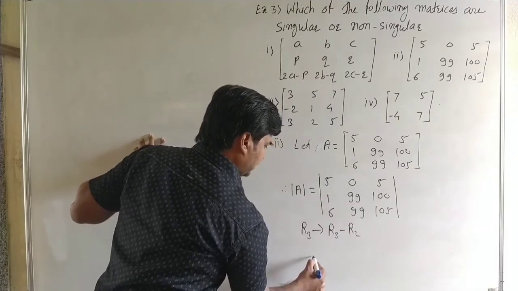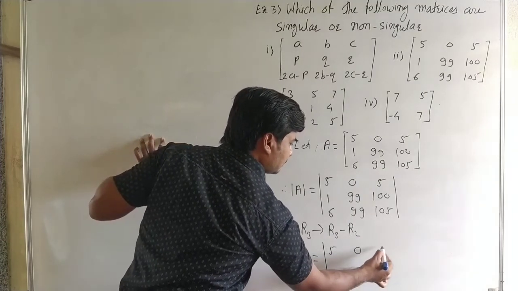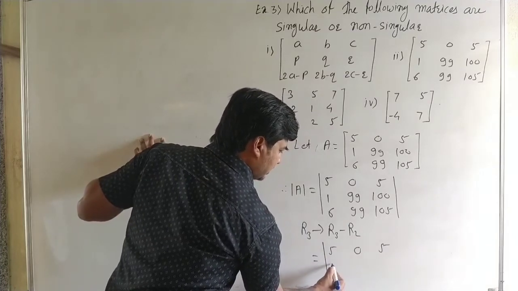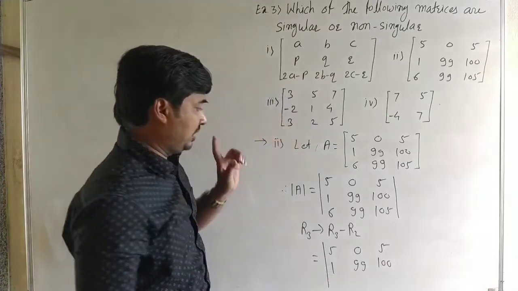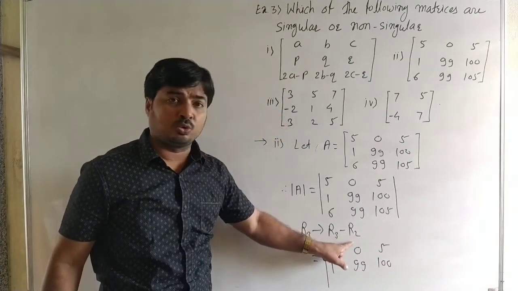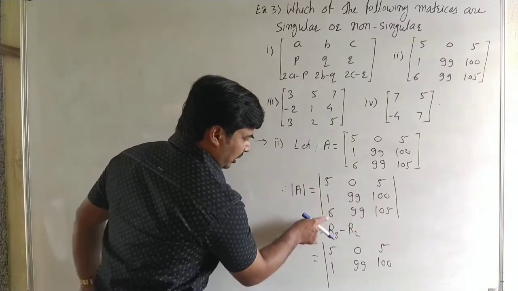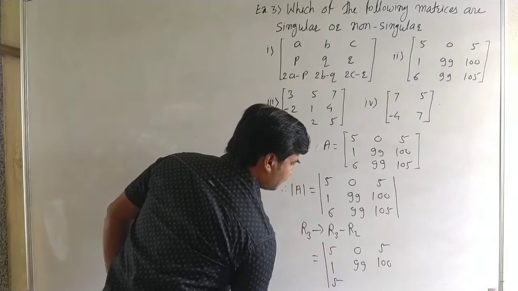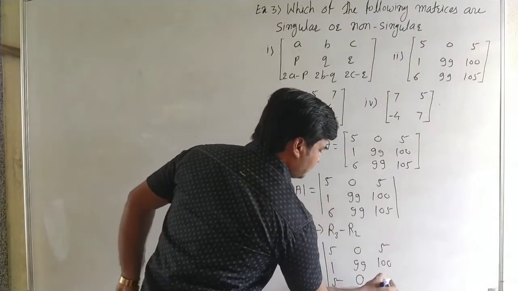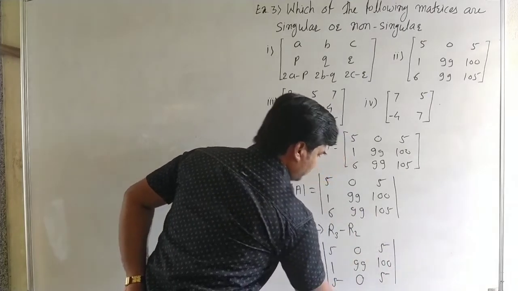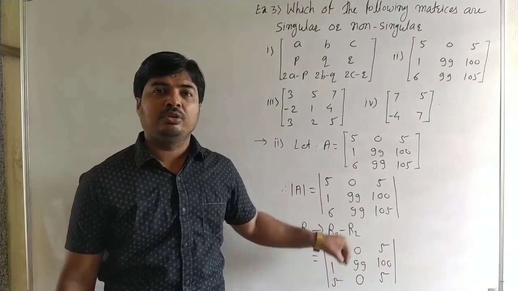See carefully. Row 1 as it is, row 2 as it is, 1, 99 and 100. Now see carefully, row 3 minus row 2. Row 3 is replaced by row 3 minus row 2. Here it is 5, 99 minus 99 is 0, and 105 minus 100 is 5. And again here row 1 and row 3 are the same, therefore the value of the determinant is 0.